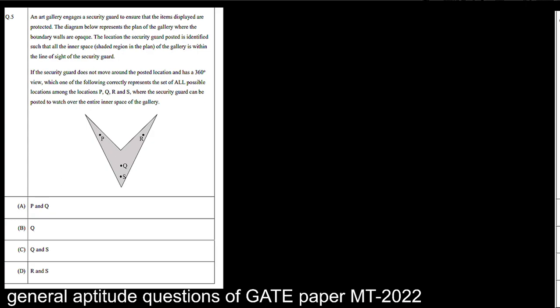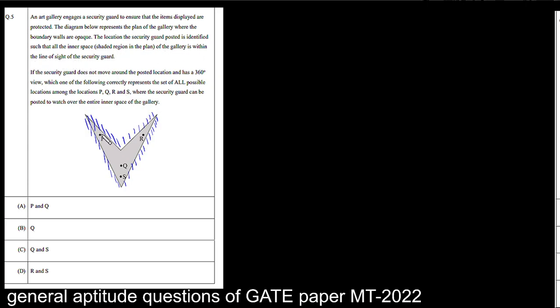The location where the security guard is posted is identified such that all the inner space, the shaded region in the plan, is visible. So now here this darker region in the plan is nothing but the interior portion of the gallery. So now we can shade this boundary, because these walls are opaque, so we cannot see what is behind this wall. Simply we can shade in this way. And now here this darker portion is the interior part of this gallery. And now here the question says we have to put the security guard in this gallery in such a way that the gallery is within the line of sight of the security guard.